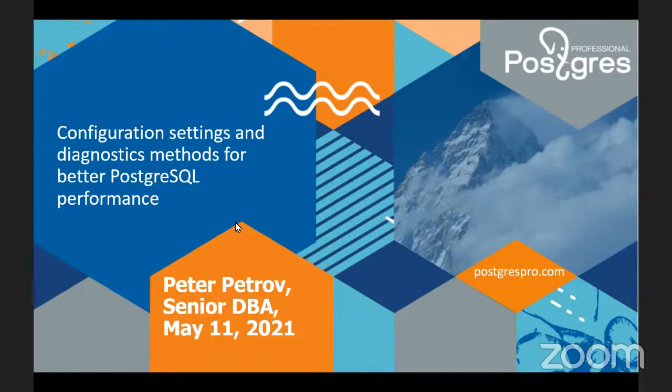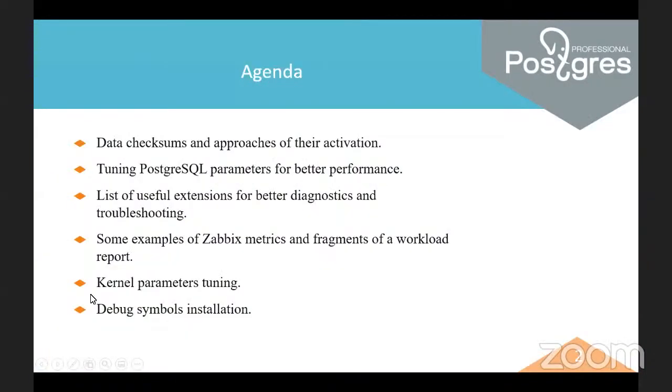Before we start, let's have a quick look into our agenda. The first thing I would like to discuss with you is what data checksums are, why we should be aware of them, how to activate them, and how they can help us to prevent our system from data corruption. The second thing I would like to discuss with you is how to tune our Postgres parameters for better performance in terms of memory usage, logging, and planner.